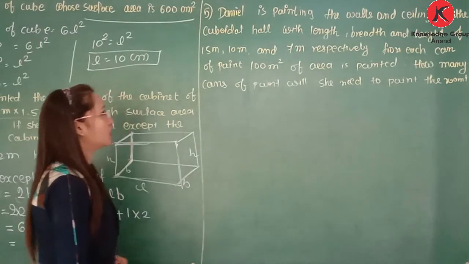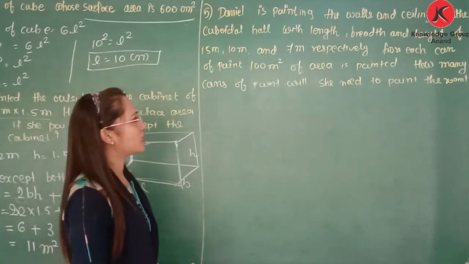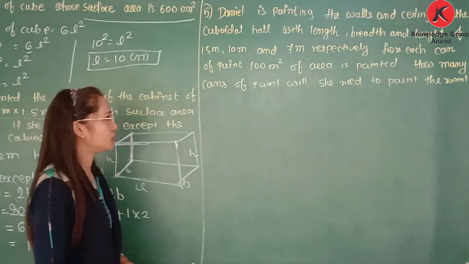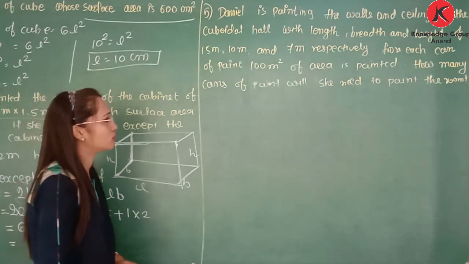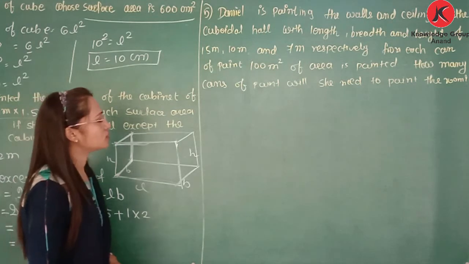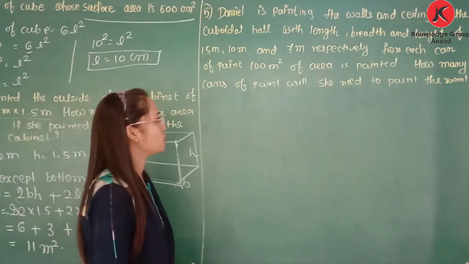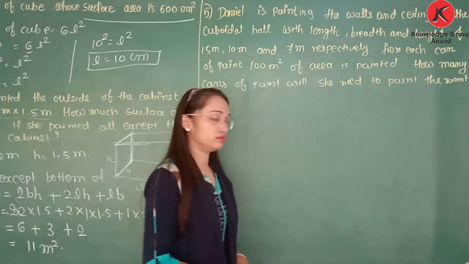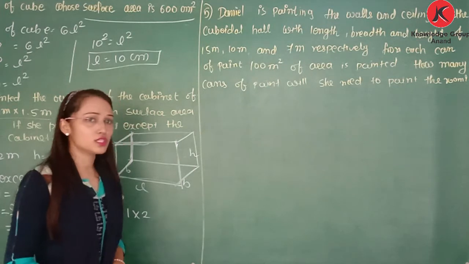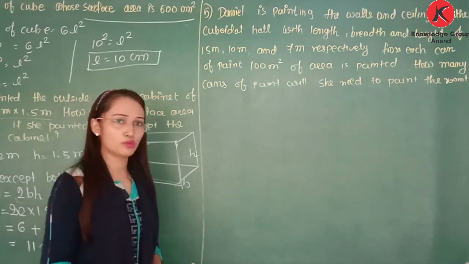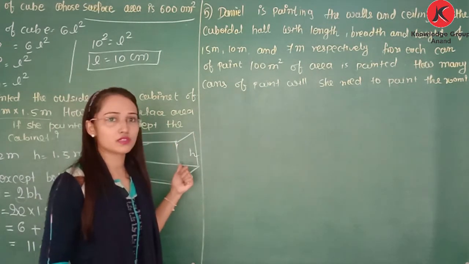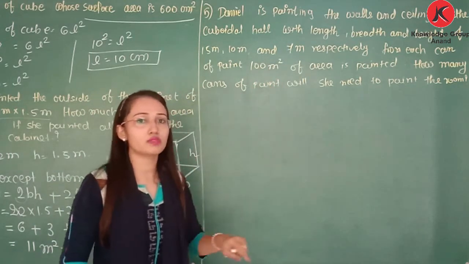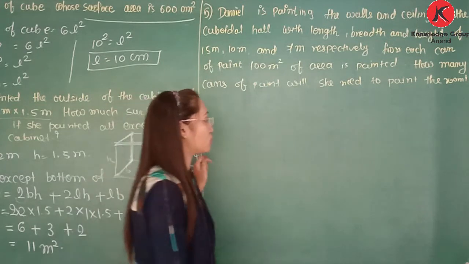Now next question. Daniel is painting the walls and the ceiling of the cuboidal hall with the length, breadth and height of 15 meter, 10 meter and 7 meter respectively. From each can of paint, 100 meter square of area is painted. How many cans of paint will she need to paint the room? So here in a question you can see the length, breadth and height of the room is given. This is same as the previous one because only she covered walls and a ceiling. So bottom surface we need to exclude.